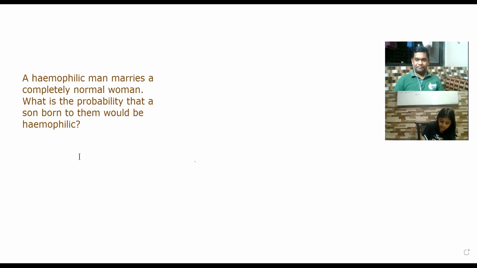Would be hemophilic. There is a hemophilic man and a female. The parents are male and female. Then that will be X^h Y for the male, and the female will be X^H X^H. Now if we differentiate it, remember, if there is a homozygous condition formed, it will produce only one type of gamete.